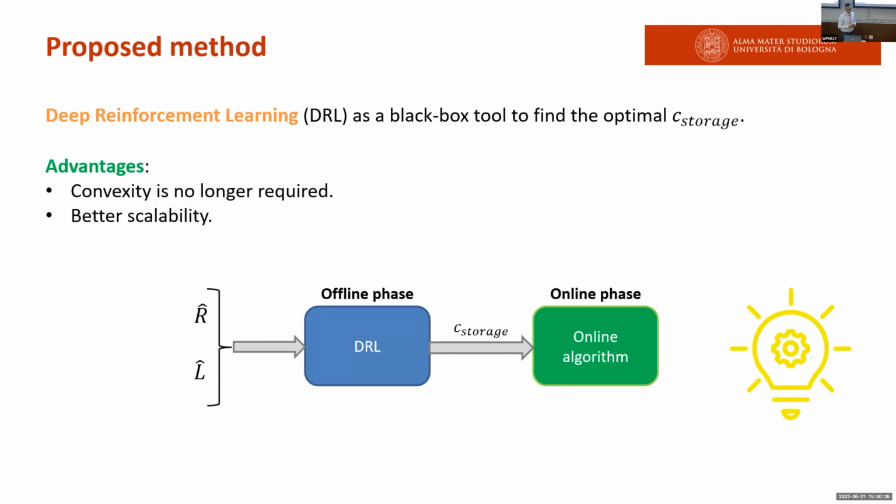So now let's describe our contribution. The idea, as I previously said, is to replace the offline phase with a deep reinforcement learning algorithm. We employ DeepRL as an instance-specific parameter tuning solver that finds the optimal C storage, or at least tries to find it. The advantages of this method are that convexity is no longer required, and it is also better scalable compared to the previous method.